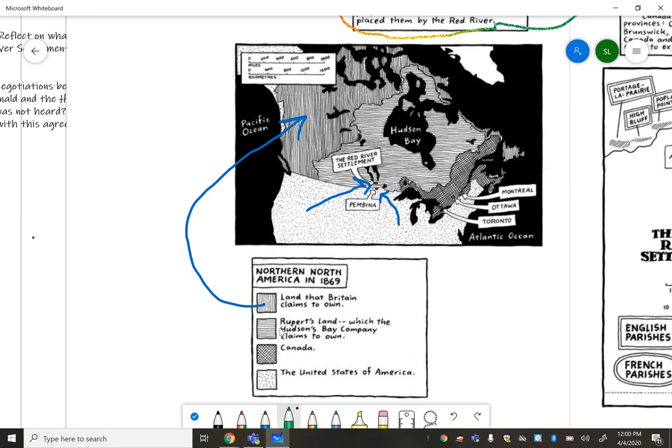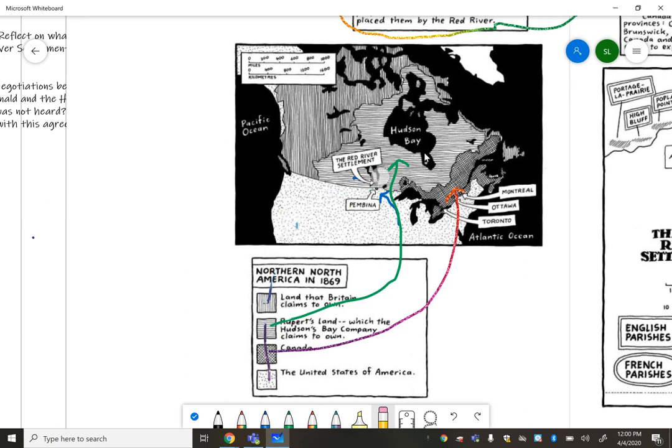Then Rupert's Land, all of this, so that's the sideways stripe. That's all land that the Hudson's Bay Company claimed to own. Then this was Canada that had been formed with Confederation that we just spoke about. And then, of course, at the bottom, we've got the United States of America. So it's important for you to get your head around what the map of Canada was like at that time, what was included in the map of Canada, and to make sure that you know where the Red River settlement was.